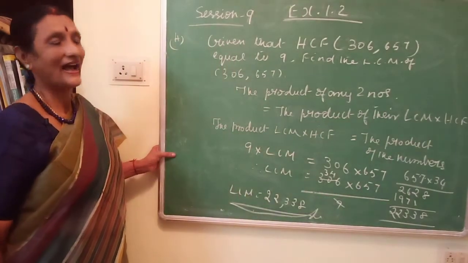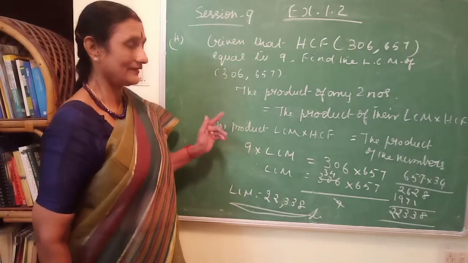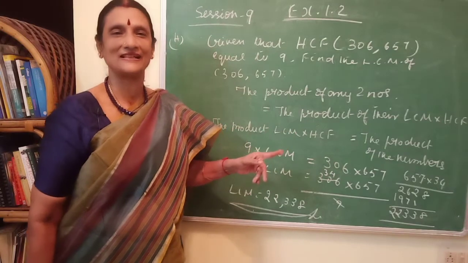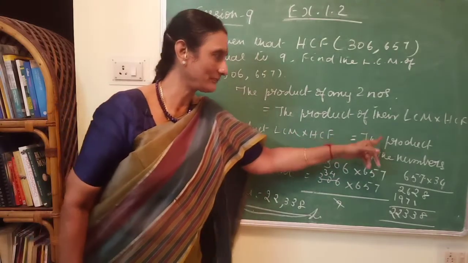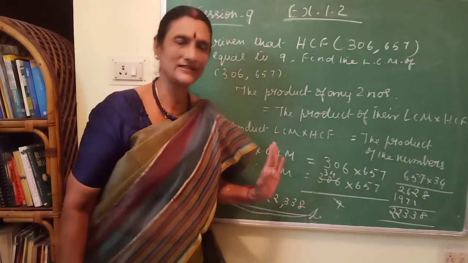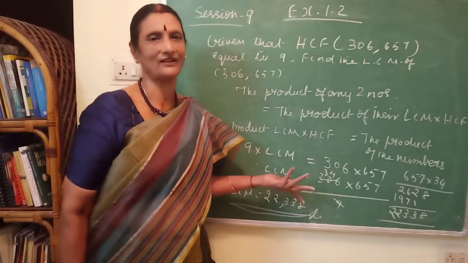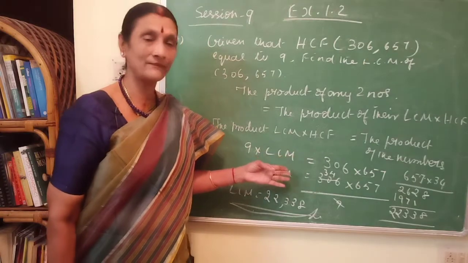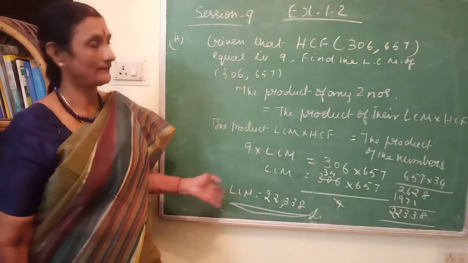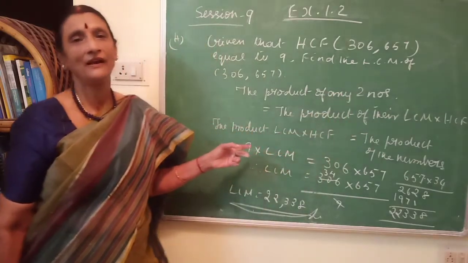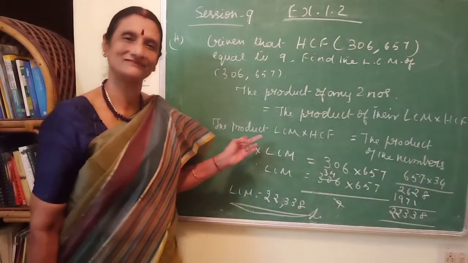Now here I would like to tell you this. This sum contains 4 different values: LCM, HCF, and the two numbers involved, that is the product. Out of these 4, if any 3 are given, you can find the 4th. It may be LCM, it may be HCF, it may be one of the numbers. Always it is possible by means of this equation.